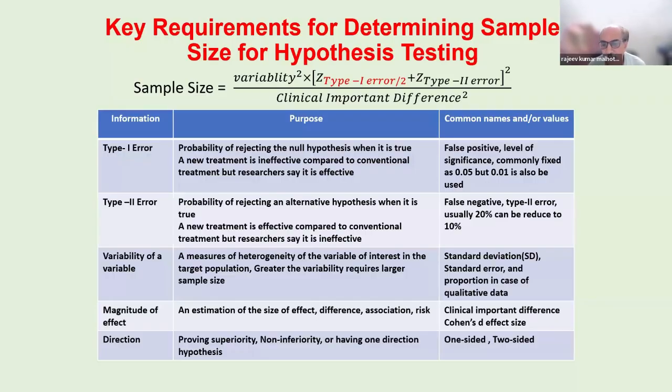Another is the direction for that. Direction is one-sided and two-sided. If you are taking the equality hypothesis, then we go for the two-sided. If you are testing for non-inferiority, that is, the RCT is a non-inferiority trial or superiority trial, then you go for the one-sided direction. So these are the 5 parameters required for calculating the sample size for hypothesis testing for 2 parallel groups.